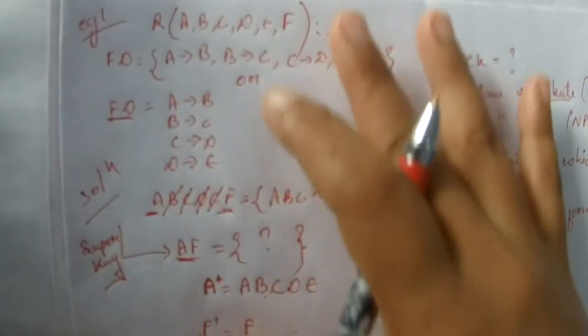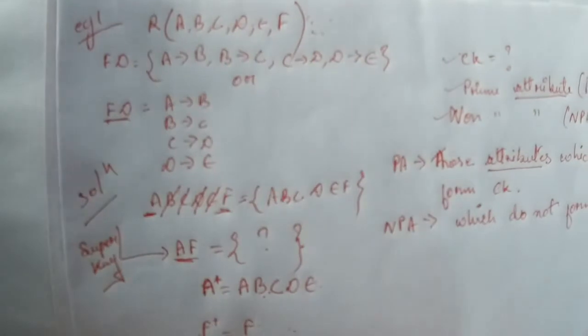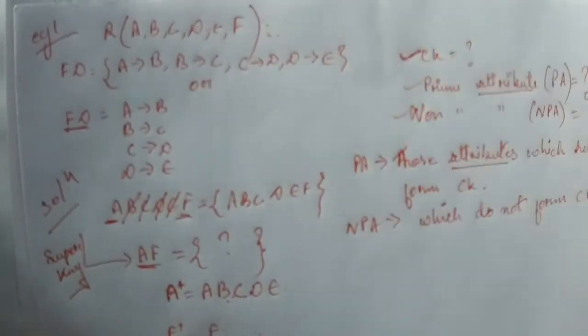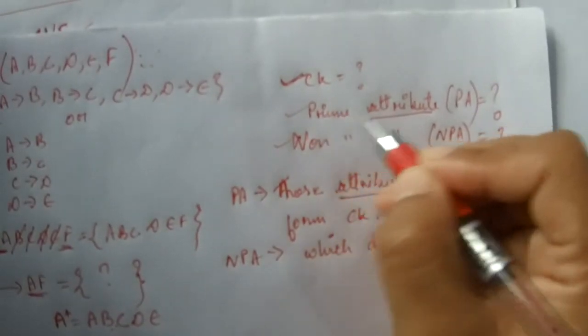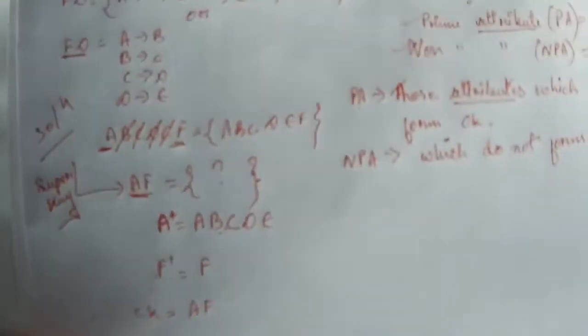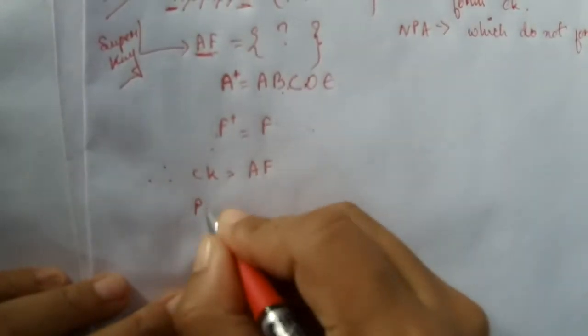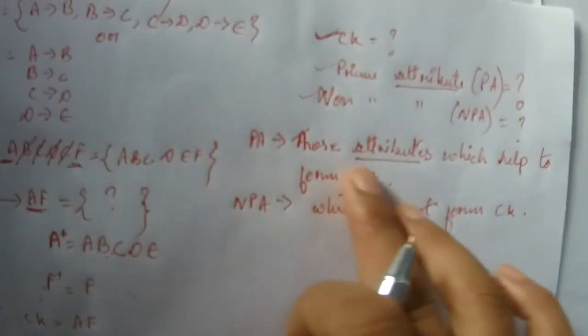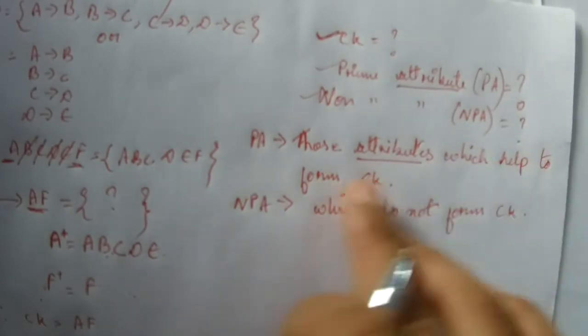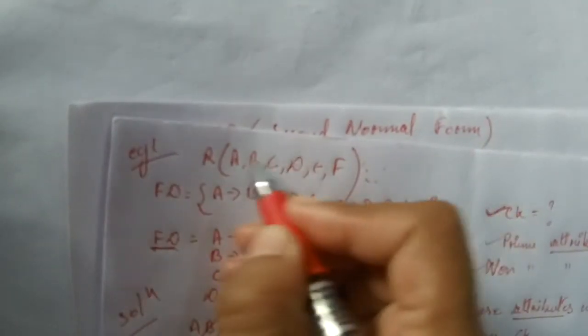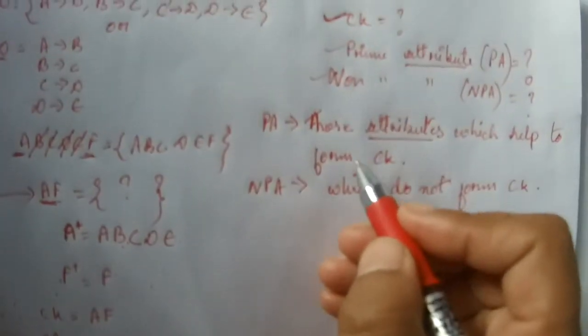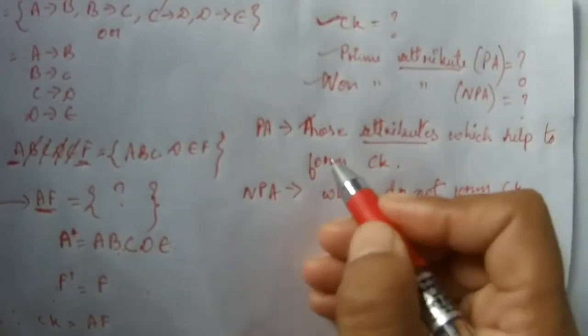Okay, so in this example we have found only one candidate key, right? Now the next step is we have to find the prime attributes. So how to find a prime attribute? See, what is the definition of a prime attribute? Prime attributes are those attributes which help to form a candidate key, right? So in the relation, these are the attributes which help to form the candidate key.